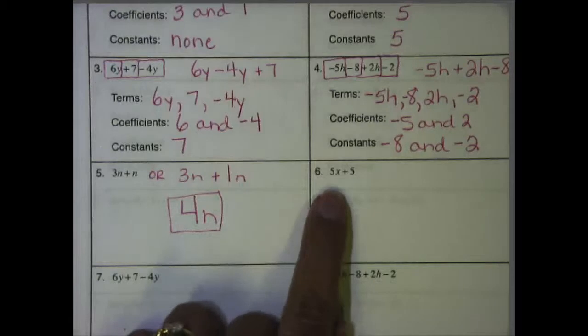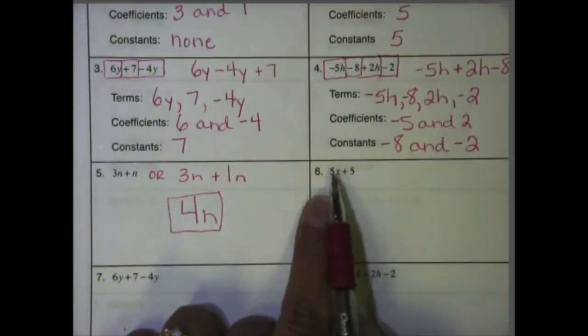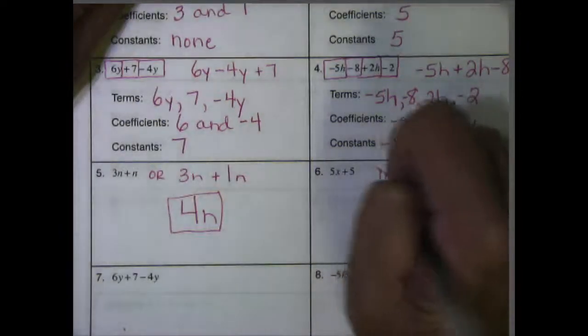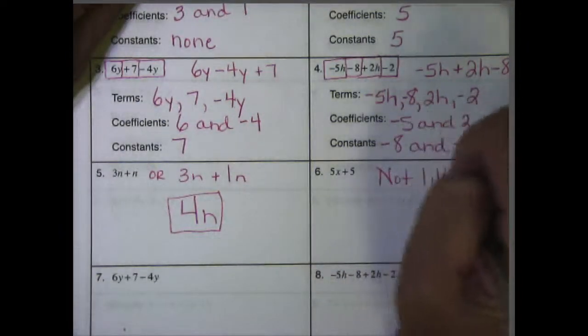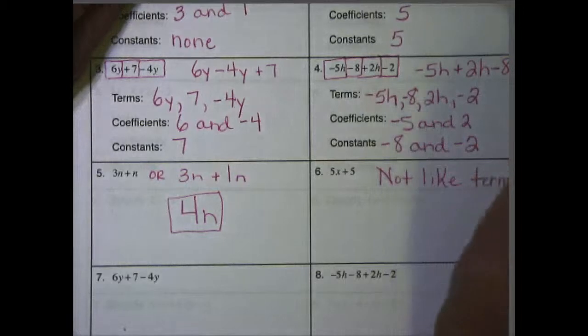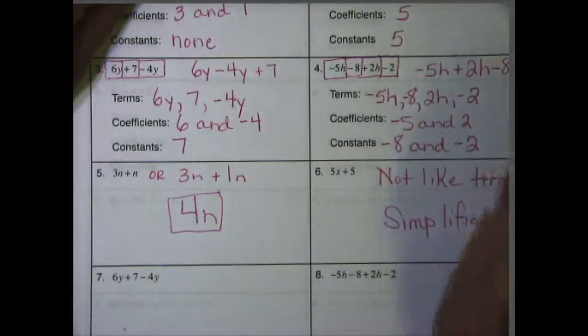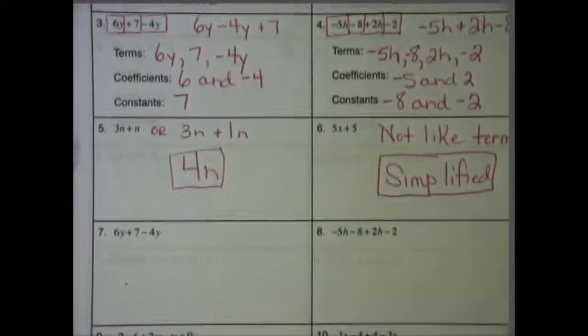Number 6, 5x plus 5. Well, this does not have a variable, and this does, so I cannot add them together. They are not like terms. So your answer would be simplified. If it has no like terms, you cannot add them together.